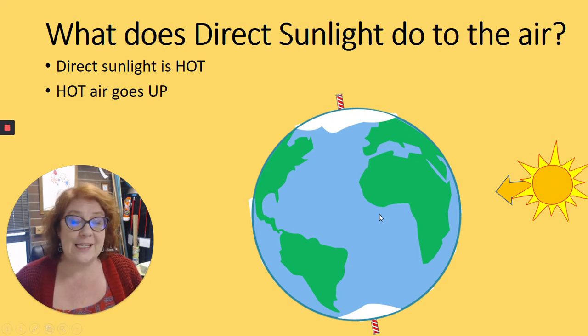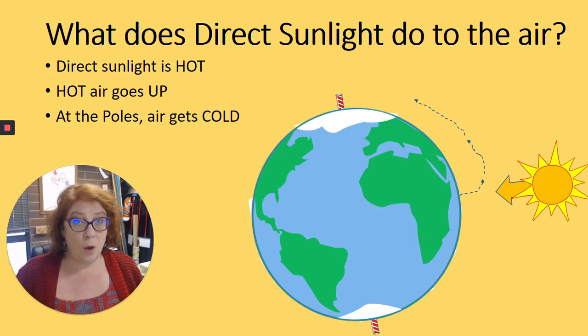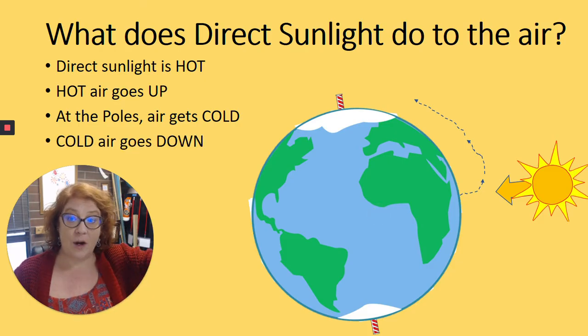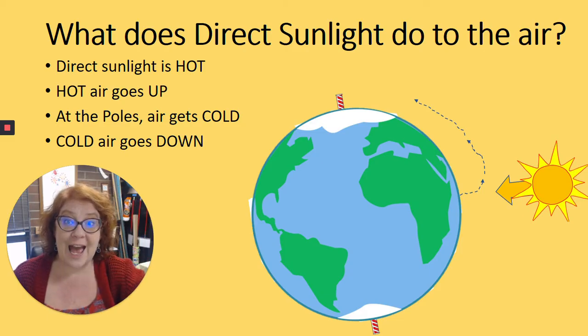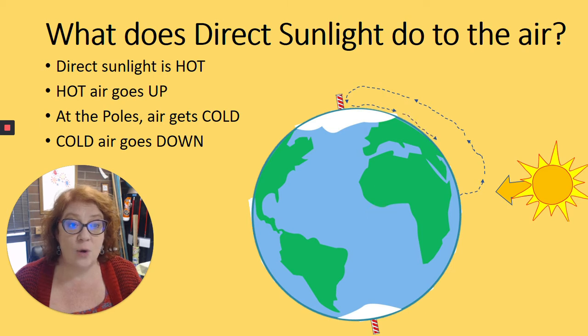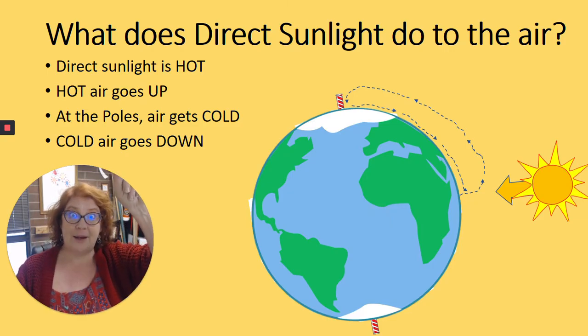When the sunlight heats the air at the equator, the air goes up and up and up, all the way until it gets up near the North Pole. At the North Pole, the air gets cold. Why? Not enough sunlight. The air gets cold and it goes down. It curves down and then down and down until it gets back to the equator, where it warms up and it goes up again. Get it?